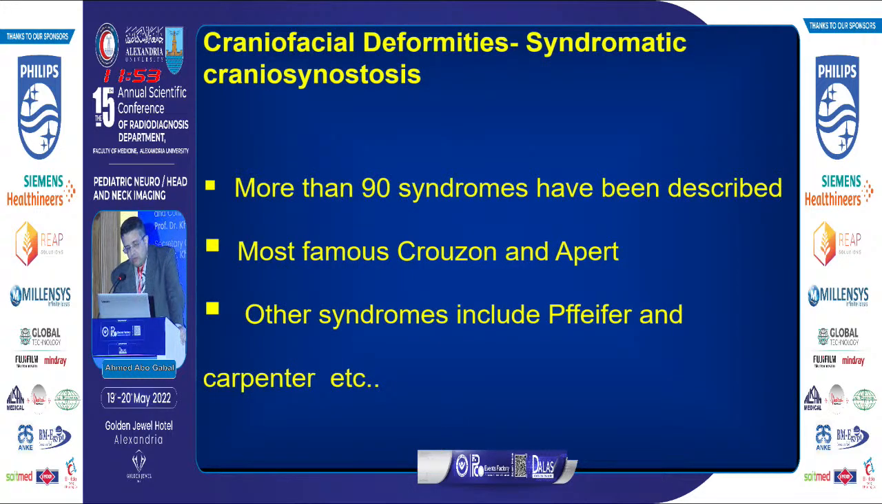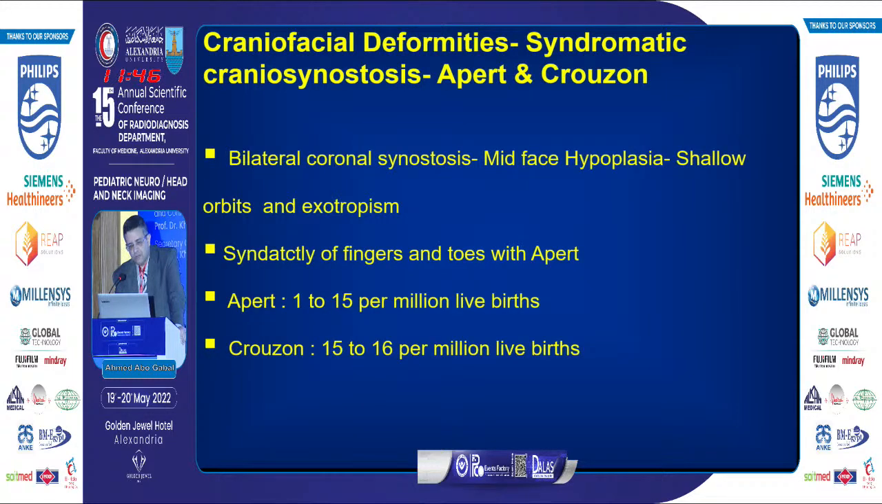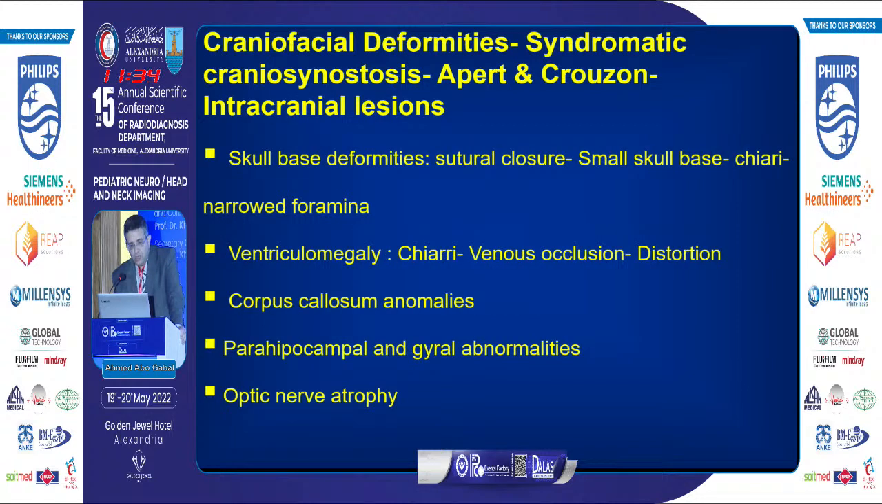So syndromic craniosynostosis includes more than 90 syndromes, including Crouzon and Apert. Other syndromes include Pfeiffer and Carpenter. It includes bilateral coronal synostosis, mid-face hypoplasia, shallow orbits, and exotropism. Syndactyly of fingers and toes occurs only in Apert. Other associated anomalies in syndromes of craniosynostosis include skull base deformities. We have small skull base, ventriculomegaly, corpus callosum anomalies, parahippocampal and gyral abnormalities, and optic nerve atrophy.